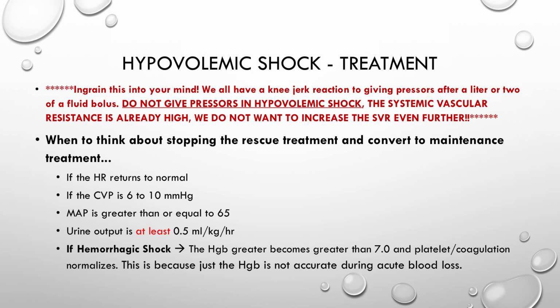So when we think about stopping the rescue treatment and converting to maintenance treatment for hypovolemic shock, we're going to do this if the heart rate decreases to normal, if the CVP goes up to about 6 to 10, and this is kind of controversial, if the MAP is greater than or equal to 65, if the urine output is at least 0.5 milliliters per kilogram per hour, which is the minimum amount of urine to be able to convert to maintenance. And if it is hemorrhagic shock, you want a hemoglobin greater than 7.0 and normalization of the platelets and coagulation profiles. This is because just the hemoglobin is not accurate during acute blood loss.